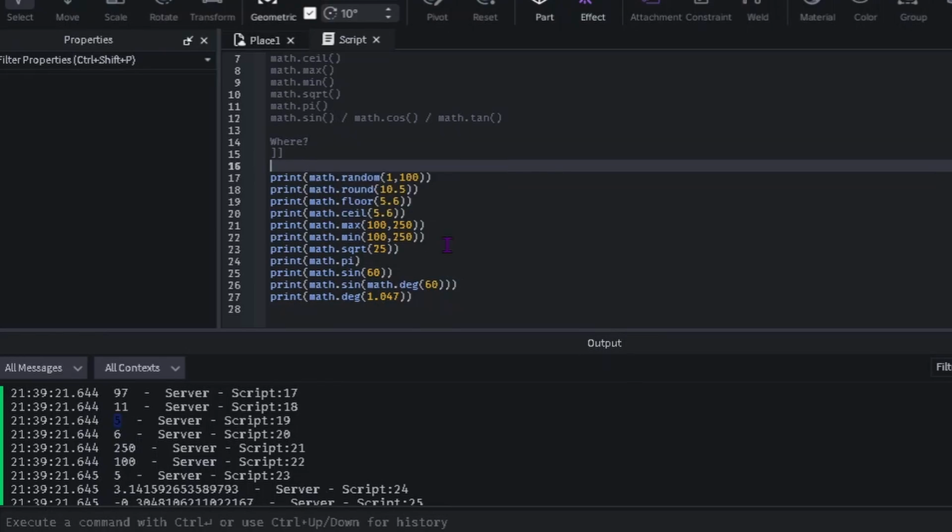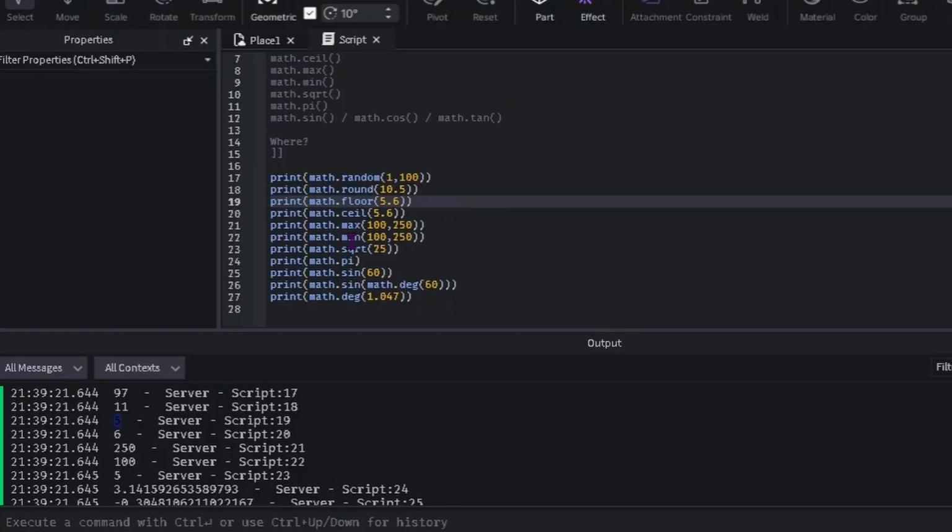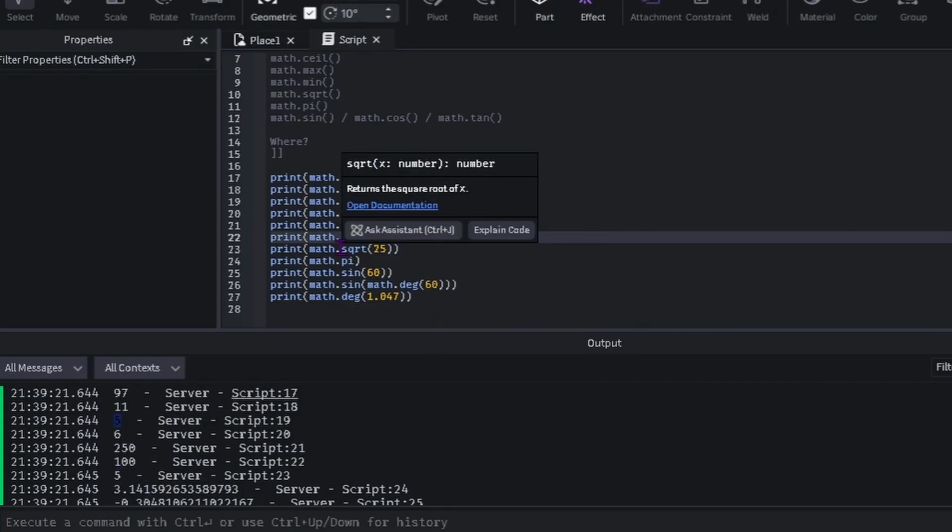Math.max basically returns the maximum value between two values. This library function is used for comparing two variables. The next one is math.min, the opposite of max, which returns the smallest value, and you can see in the output it returns 100 because 100 is less than 250.